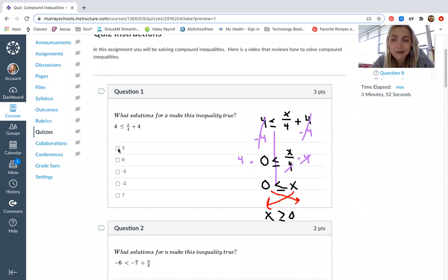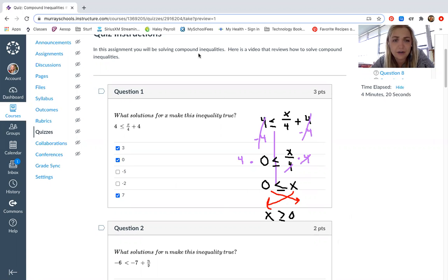Okay, so is 3 greater than or equal to 0? Yeah, it is, so click it. Is 0 greater than or equal to 0? Yes. How about negative 5? No, that's smaller than 0. Negative 2 is also smaller than 0. 7 is bigger than 0, so I'm going to click it. And there are my 3 answers. You're going to do something similar for question number 2, where you're going to solve it and see if the solutions satisfy the inequality that you get.